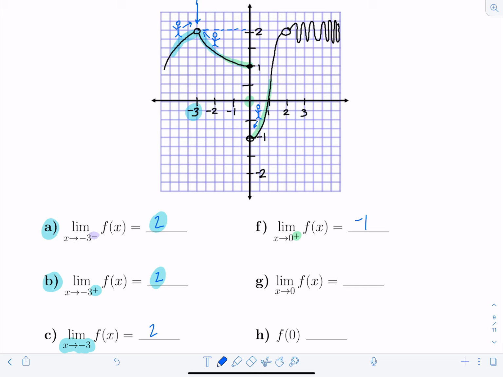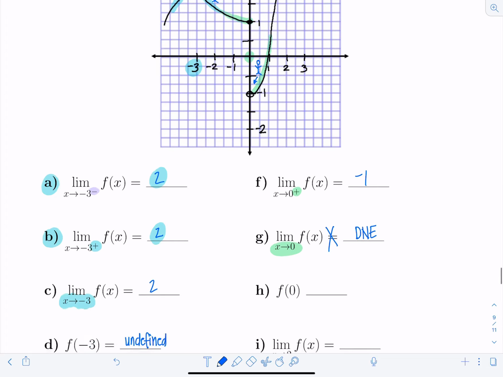So now in part G, it's asking us for the limit as x approaches 0. It's not specifying from which side. So this is a two-sided limit. So let me check. Are the limits from the left and from the right equal? No way. One was positive 1, one was negative 1. So in this case, this limit, don't put an equal sign, does not exist. It doesn't equal anything, so don't put that equal sign there.